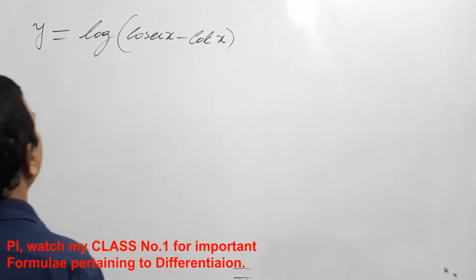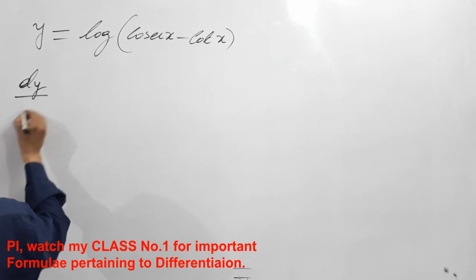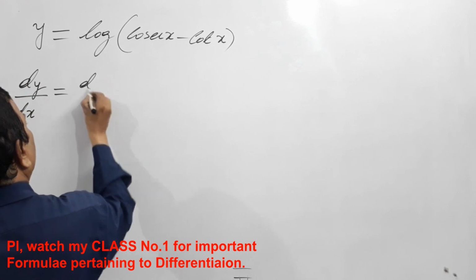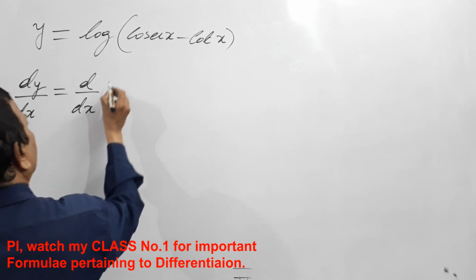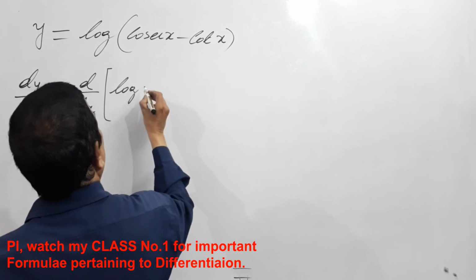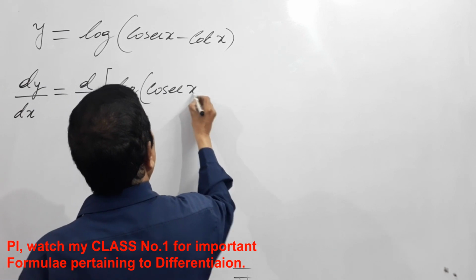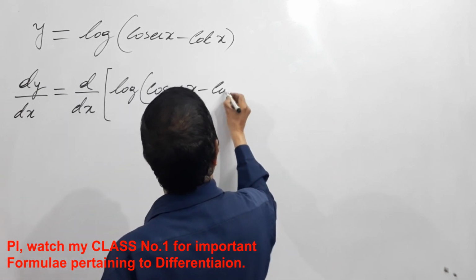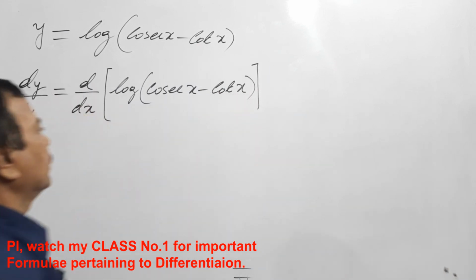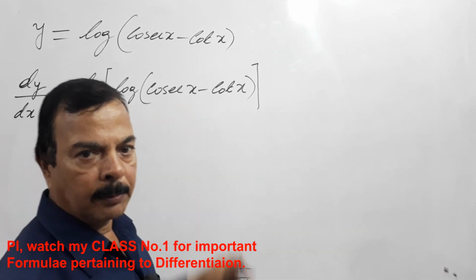So dear students, we'll do this, that is dy by dx equals d by dx of log of cosecant x minus cot x. So it's a simple problem. We should know the formulae for this, otherwise you can't proceed.